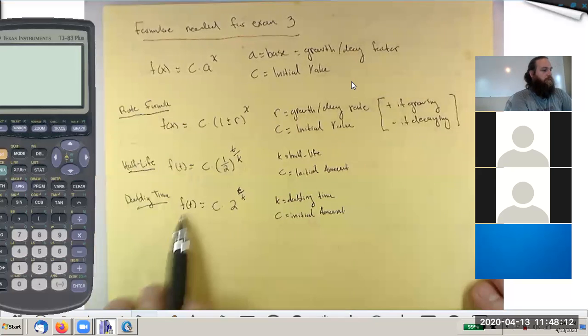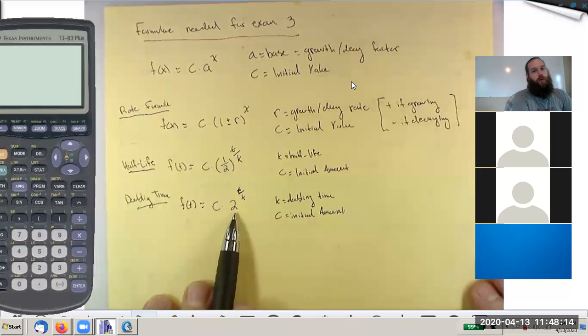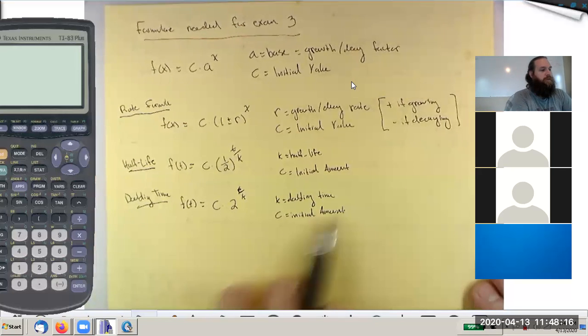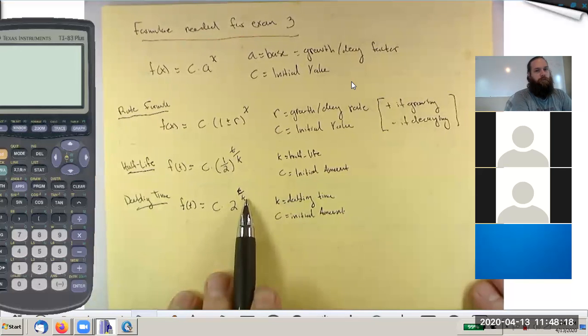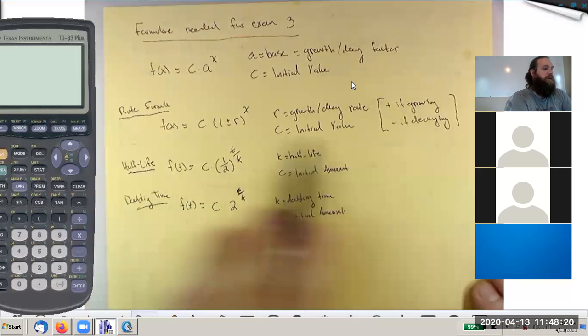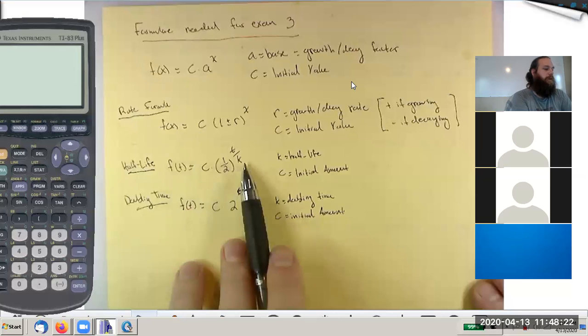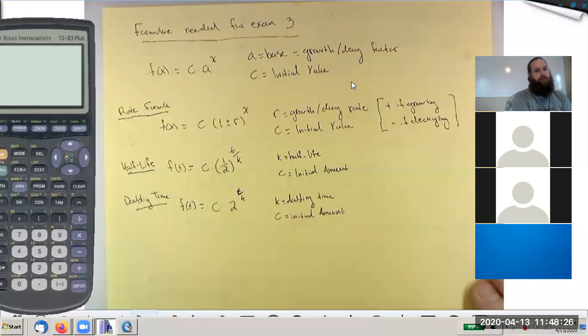So if I told you that I had some population that doubles every 12 years, then you would use this formula, and k would be 12. If I told you I had something that decays by half every 5,000 years, you would use this formula with k equal to 5,000.